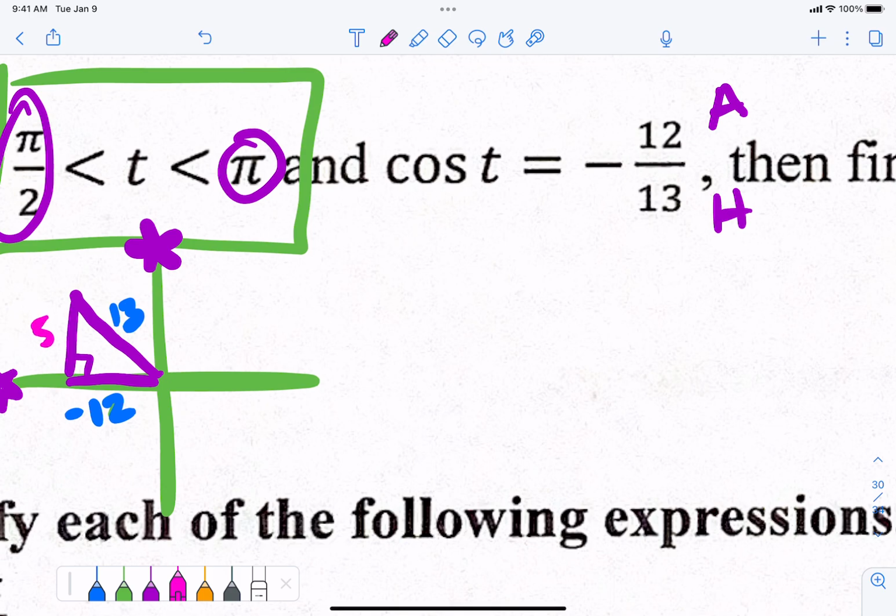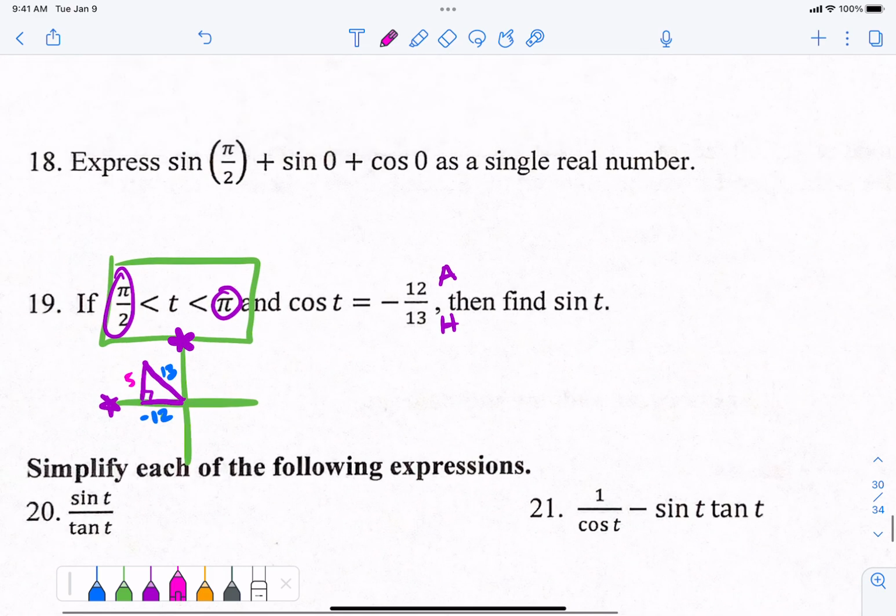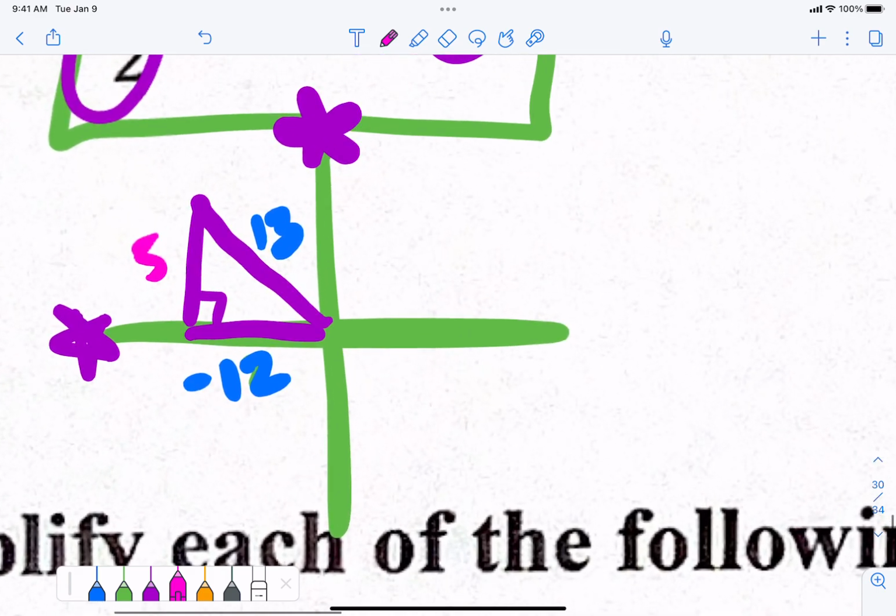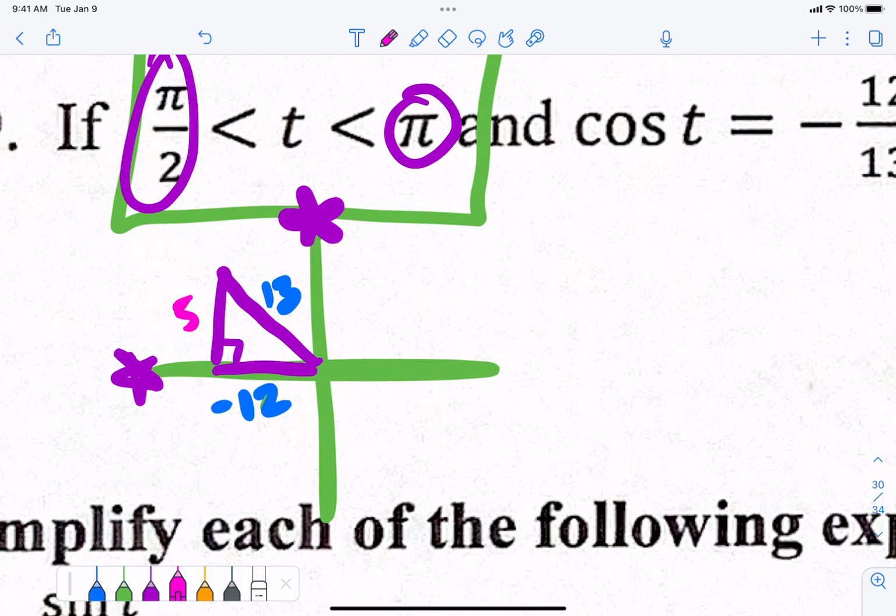Now, should it be a positive 5 or a negative 5? It's going up. It says then find sine of that. How do I find sine of this thing? Here's my angle. Sine is opposite over hypotenuse, SOH. So opposite over hypotenuse.